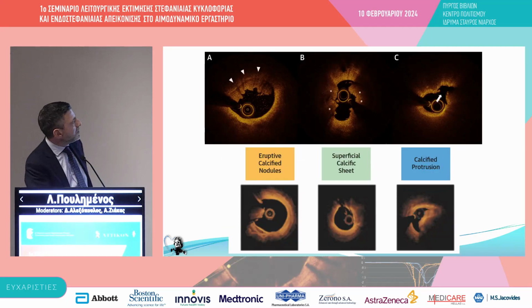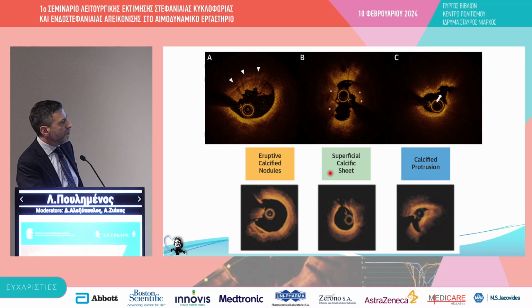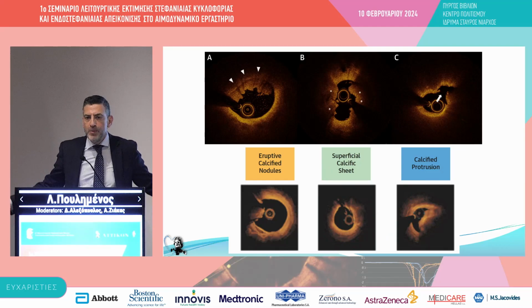Here are some examples. Here is a definite plaque erosion. We have thrombus with an intact plaque. Here we don't know what is behind the red thrombus, because of the attenuation, so it's a probable erosion. And here is a definite plaque rupture, the classical paradigm. And also for calcium, we have eruptive calcified nodules, superficial calcific sheet, and calcified protrusion. And why are we saying that?